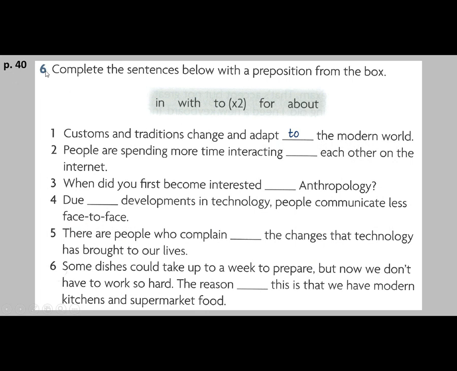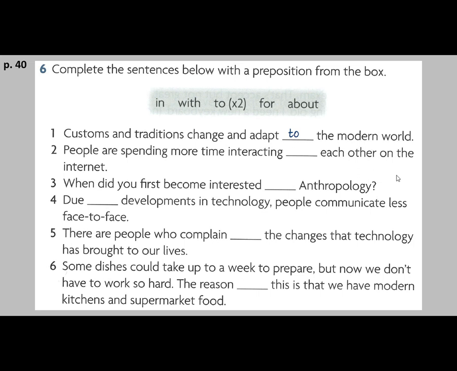On page 40, exercise 6 gives you 6 sentences, and your job is to complete these sentences with these prepositions. Each verb here requires a preposition. For example, the verb adapt requires the preposition to. Interact, what? Interested, what? Do, you should remember this one. Pause the video now, and when you finish, come back to check the answers.